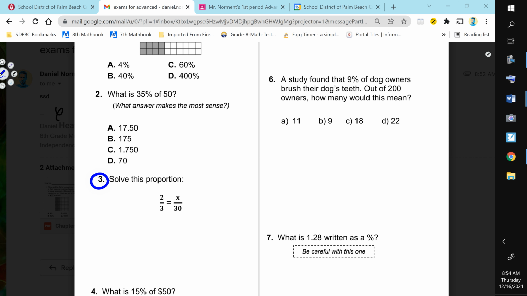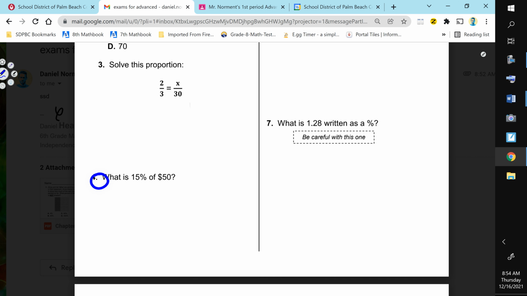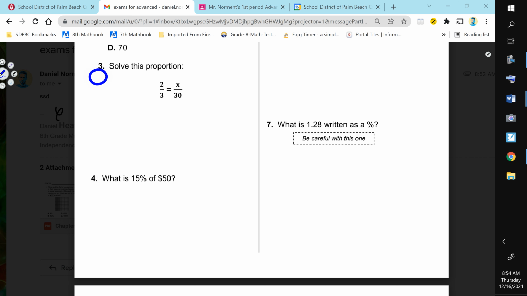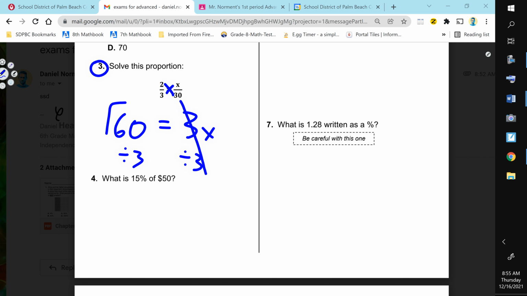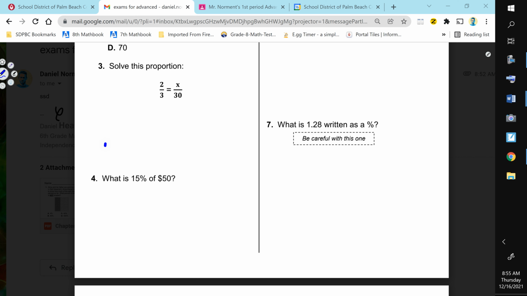Number three, solve this proportion. When you solve that proportion, you need to cross multiply 2 times 30 and 3 times x. And then to get x by itself, you're going to need to divide both sides by 3. Cross out the twins. You do this. You have to do this, and then you'll get your answer. You better not miss that with all that help. That's a lot of good help.